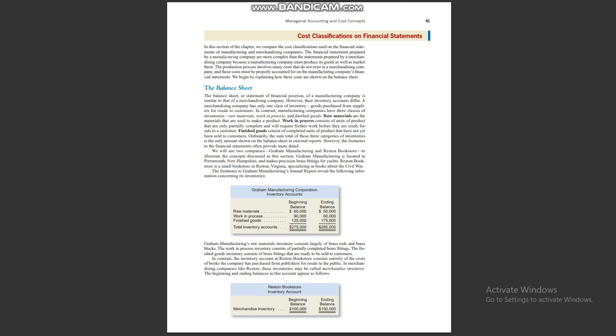The footnotes to Garam Manufacturing's annual report will be the following. Raw material: brought down is 60,000 and carried down is 50,000. Work in process: 90,000, and the brought down is 60,000. Finished goods: 125,000, and the carried down is 175,000.